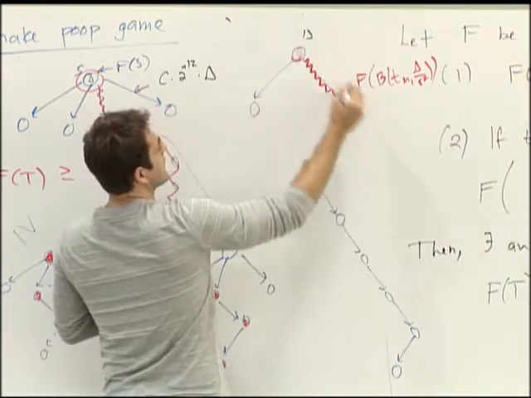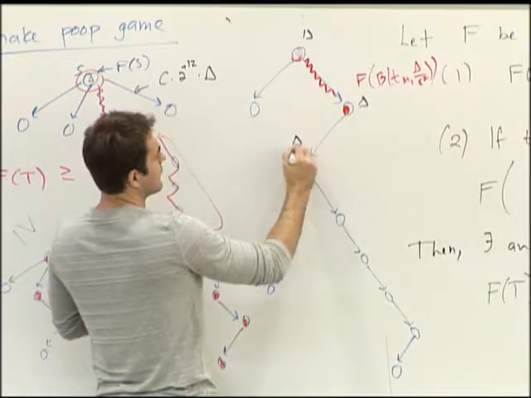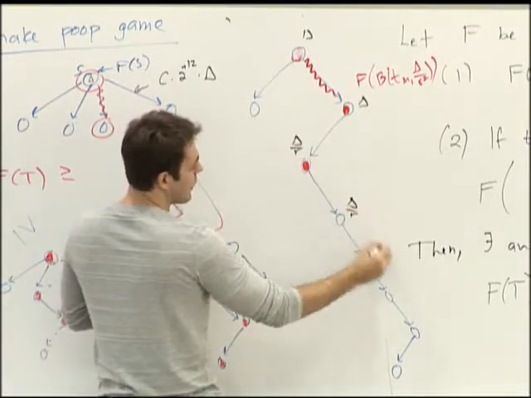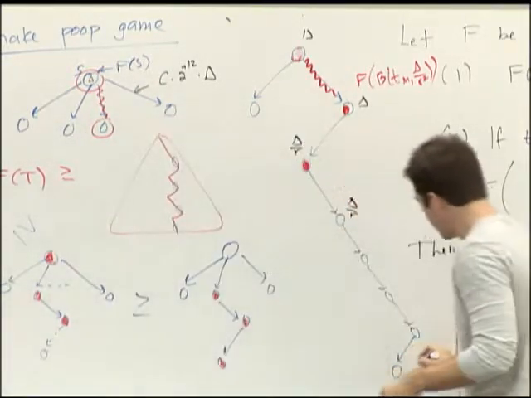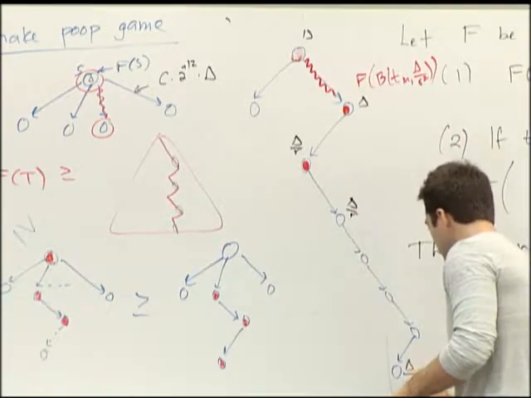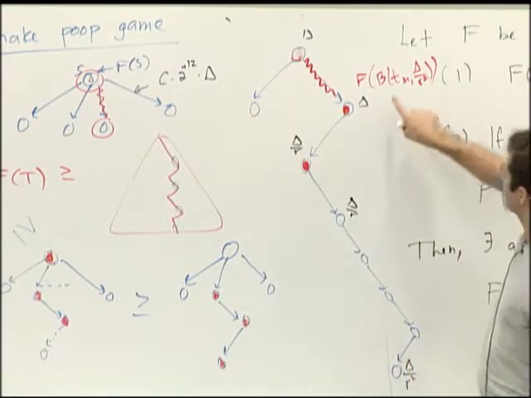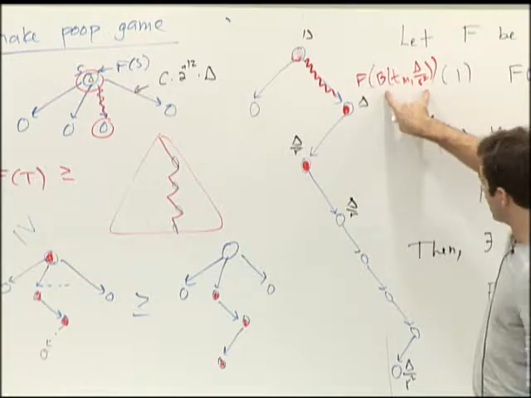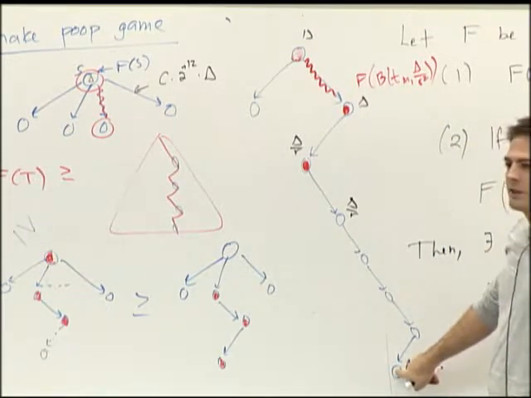And now just observe how the delta values went. This was delta, this is delta, this one is delta over R. Now it stays delta over R for a long time until finally we make a non-right turn, and this one is delta over R squared. But now the same argument applies. This delta over R squared ball must be bigger in value than this delta over R squared ball.